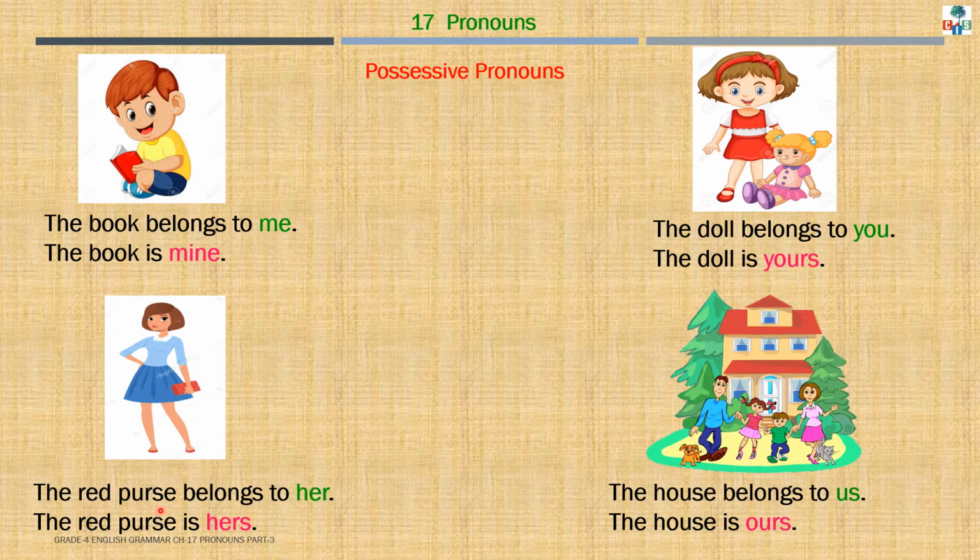The red purse belongs to her. So, the purse is hers. The house belongs to us. Who is the owner of this house? We are the owner of this house. Us. The house belongs to us. Means the house is ours. Now children, possessive pronouns are pronouns that show possession or ownership. Means it shows who or what owns something.